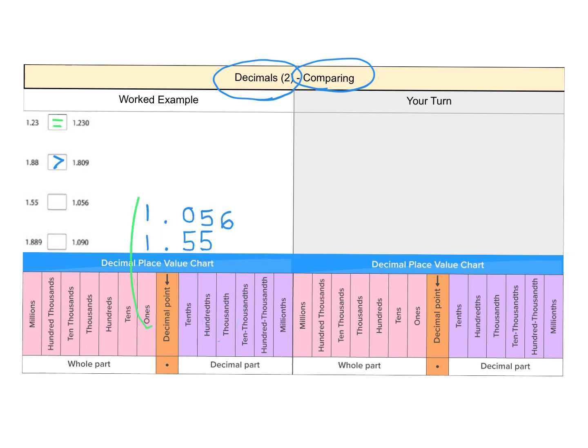In the next example, the ones place is the same, but in the tenths we have a 5 which is greater than the 0, so we already know that 1.55 is greater than 1.056. In the last example, the ones are the same, and already in the tenths place the 8 is greater than 0, so therefore 1.889 is greater than 1.090.